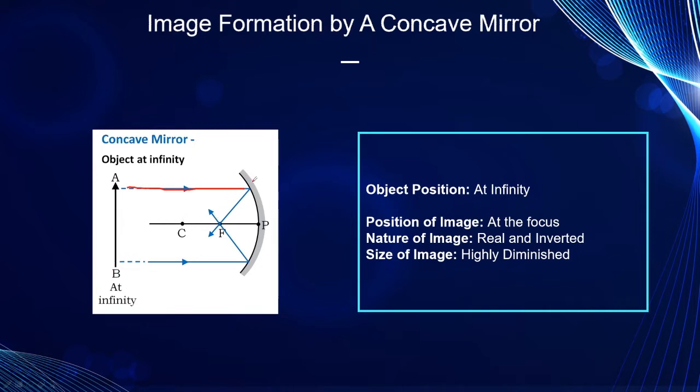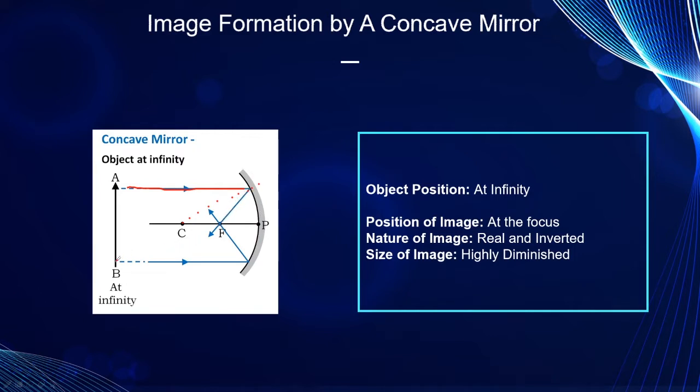ठीक है, जब वो शीशे से टकराती हैं, now if I make a normal, it will pass through the center of curvature, okay, like this, and it goes on to the point of incidence. And the angle of incidence is equal to angle of reflection, so the ray passes through the focus. Now we are using here the first rule, that a ray parallel to the principal axis after reflection from a concave mirror passes through the focus.